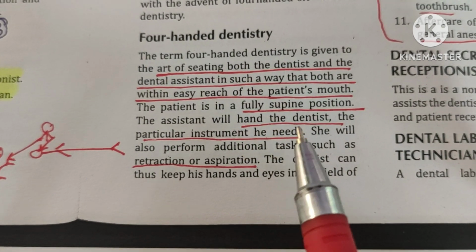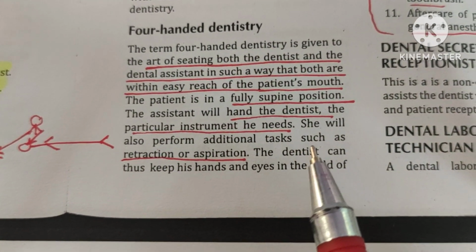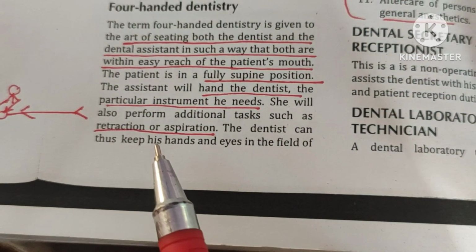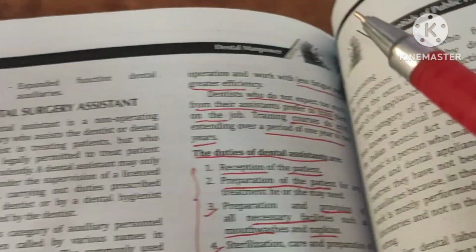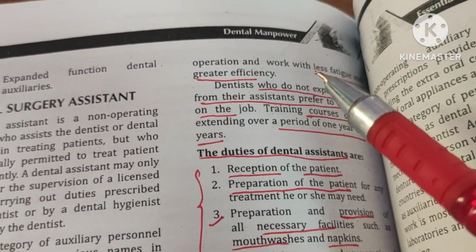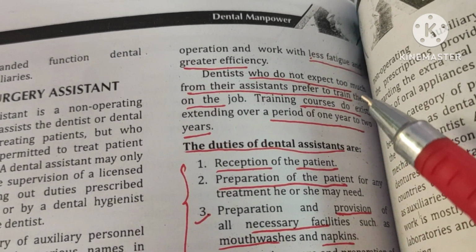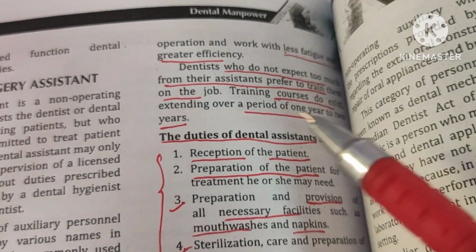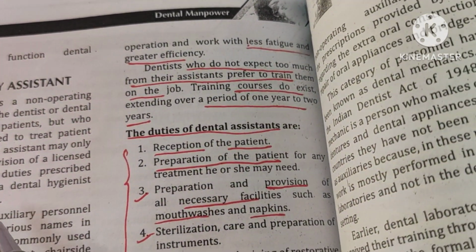The assistant will hand the dentist the particular instrument he needs. She will also perform the additional tasks such as the retraction or the aspiration. The dentist can thus keep his hands and eyes in the field of the operation and work with the less fatigue and greater efficiency. The dentists who do not expect too much from their assistant prefer to train them on the job. The training courses do exist, extending a period of 1 year to 2 years.